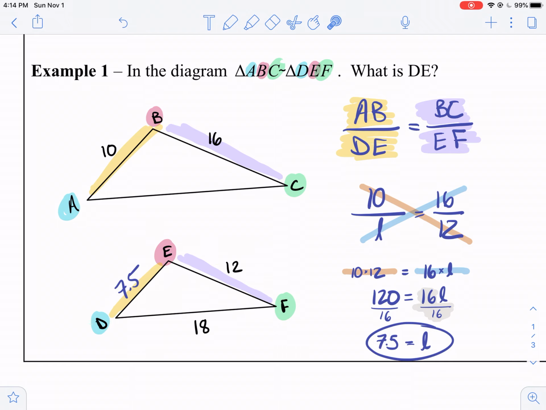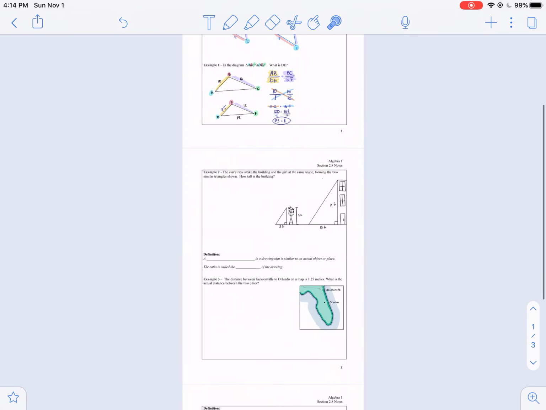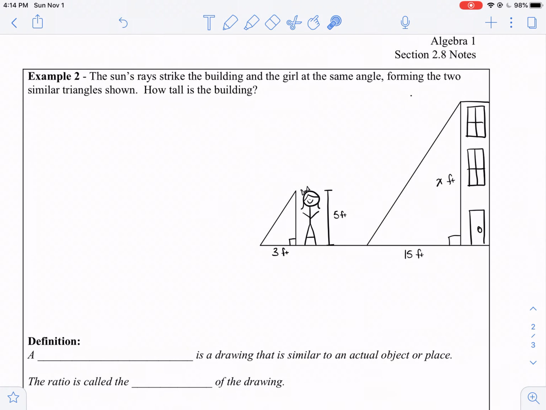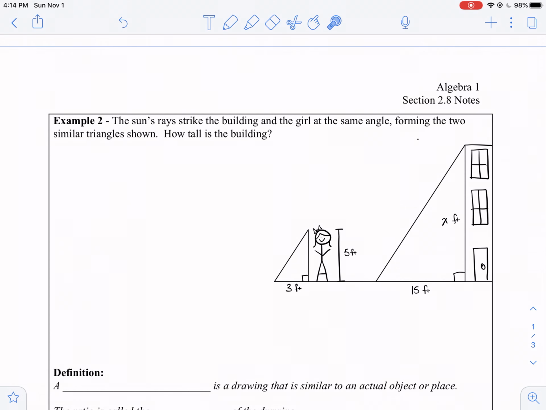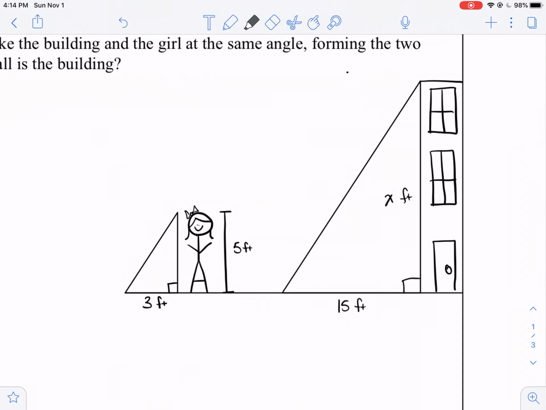All right, excellent. But when are we going to use this in real life? Well, I'm so glad you asked. Let's say I need to measure a building, but I can't because my ruler is not that tall. Well, we can measure something that's close. So we know that the sun's rays strike the building and the girl at the same angle, forming two similar triangles shown. What's hidden here is their shadows.